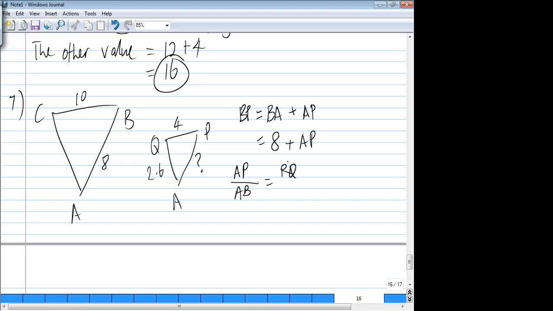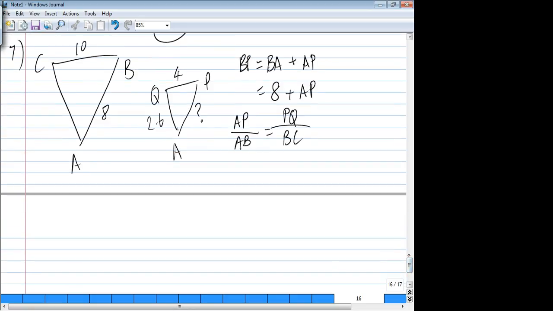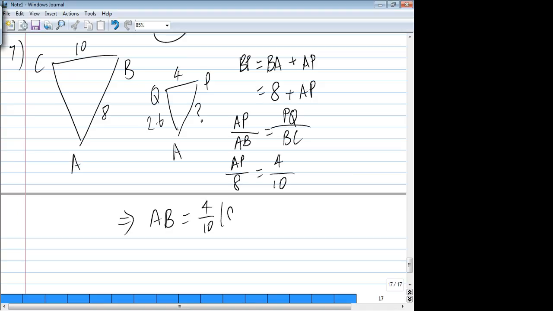PQ over BC. So substitute in the values already. So AP over AB, which is 8, is equals to PQ 4 over 10. Therefore, AP is equals to 4 over 10 times 8.